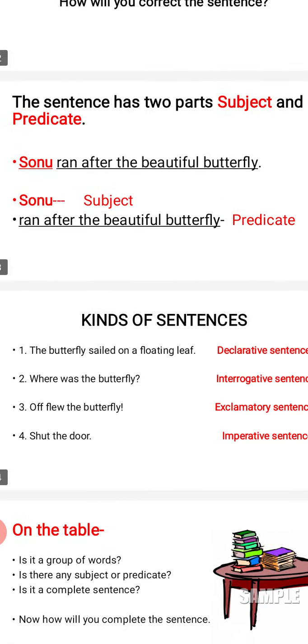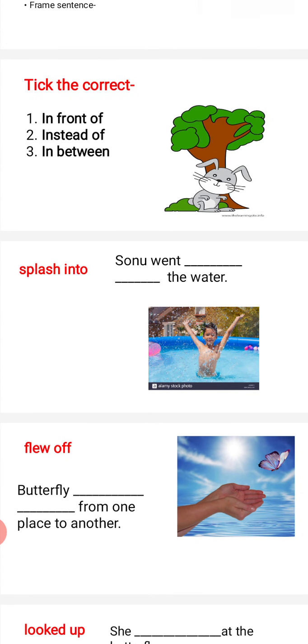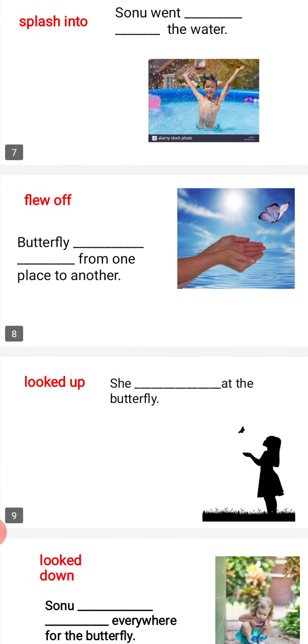Whenever I take up your lesson, I will go with phrases. Here I have taken some phrases along with the verb: splash into, flew off, looked up, looked down, sat on, climbed up, wanted to, caught in, each verb as well as preposition. All these are phrases. Tried to: some sense is there but complete sense is not there.